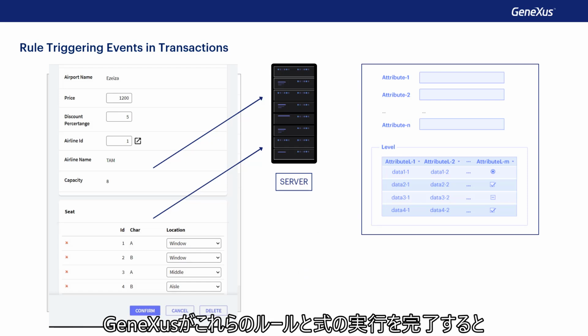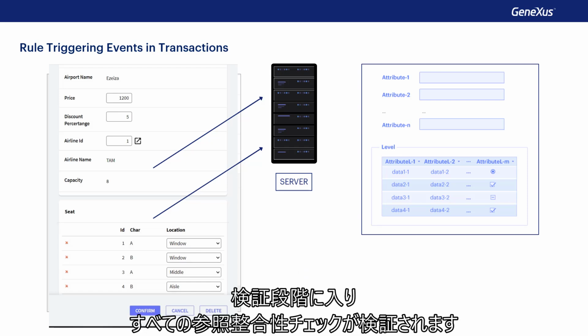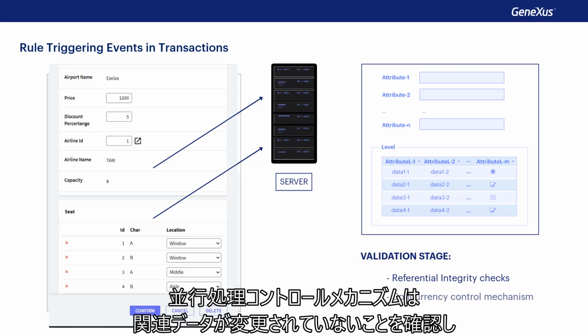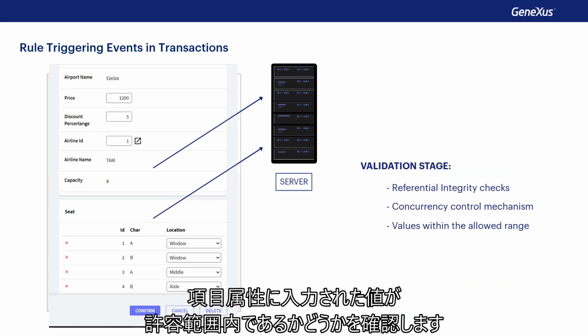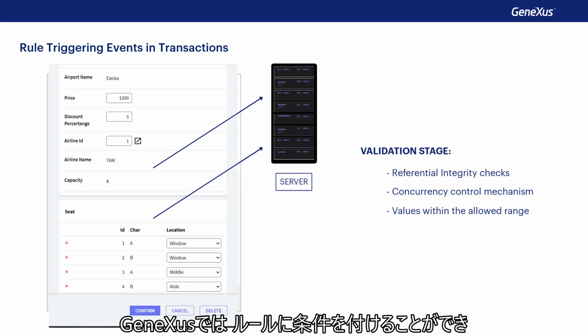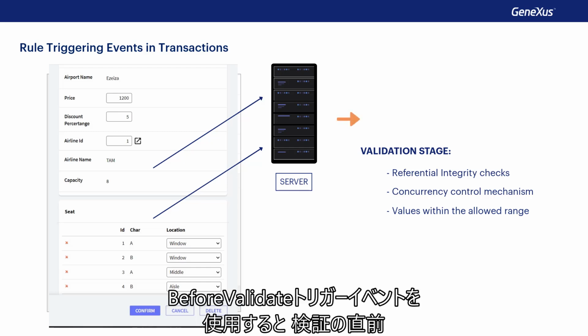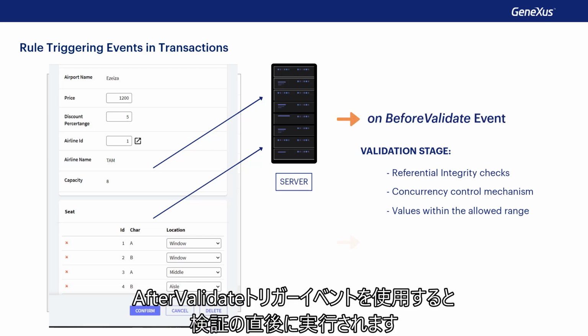Once GeneXus has finished executing these rules and formulas, a validation stage begins, in which all the referential integrity checks are verified. The concurrency control mechanism checks that the relevant data has not been modified, and it's checked whether the values that were entered for the attributes are within their allowed range. GeneXus allows us to condition the rules to be executed immediately before performing this validation, using the triggering event onBeforeValidate, and immediately afterwards using the triggering event onAfterValidate.